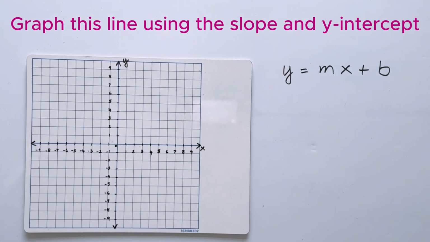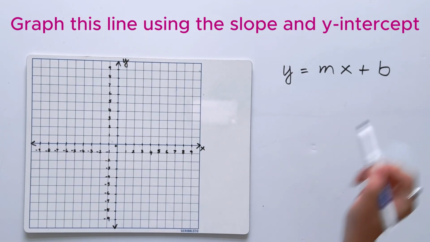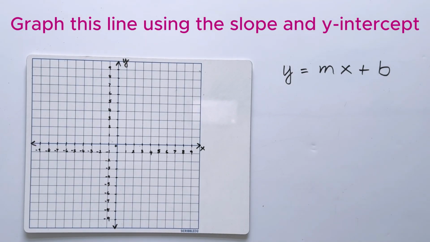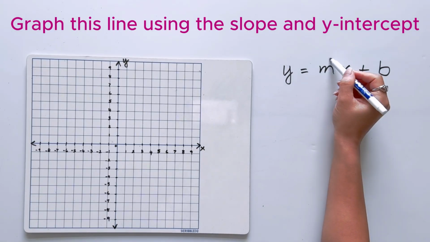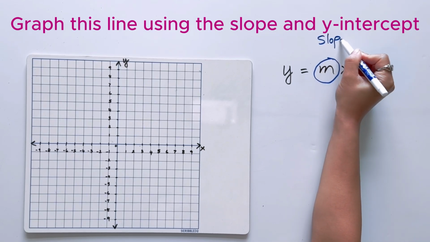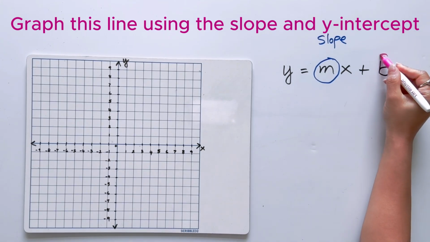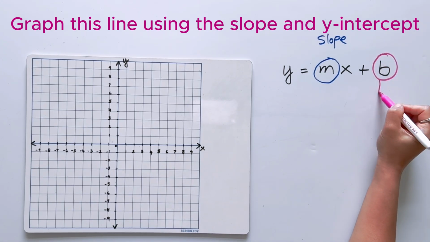Let's get started. Now we look at y equals mx plus b. Let's identify which one is the slope and which one is the y-intercept before we start graphing. So m represents slope and b represents y-intercept.